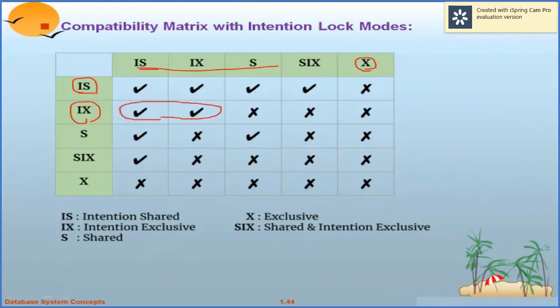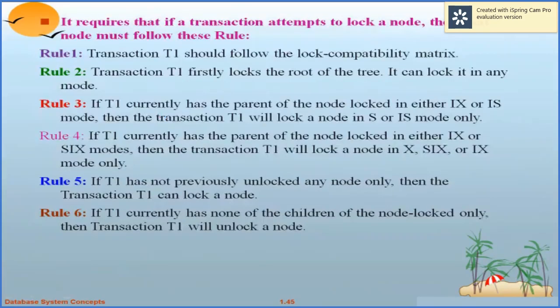Okay, so from this compatibility you can make an analysis, and let me bring out the key points from the compatibility matrix directly. The first one is that transaction T1 should follow the lock compatibility matrix. These are the rules that need to be followed. And next, transaction T1 firstly locks the root of the tree, then it can lock it in any mode.